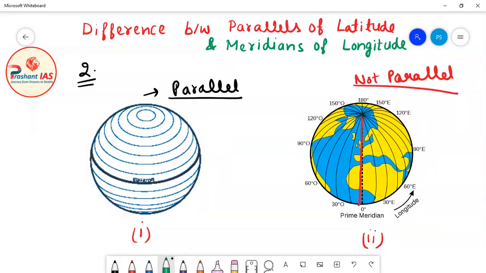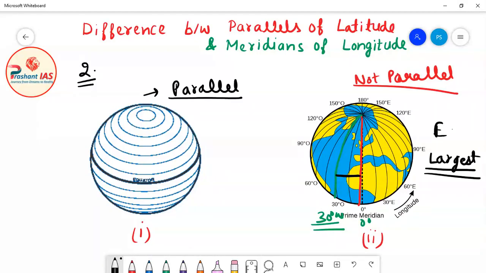For example, let's suppose I am highlighting this 30 degree east meridian of longitude in the green line. This is 30 degree west meridian of longitude, and this is 0 degree, the prime meridian. Here you can observe that near the equator, which means near the middle of the earth, the distance between two meridians of longitude is largest.